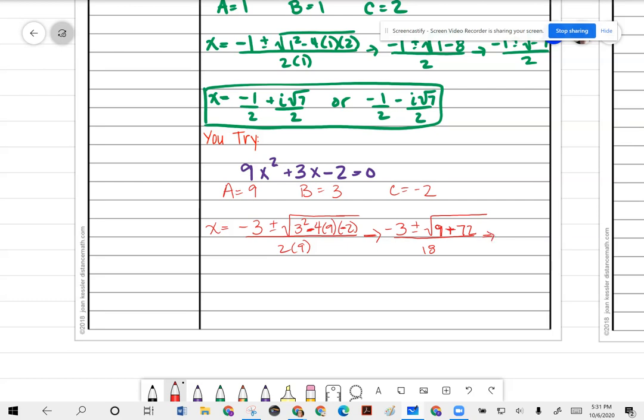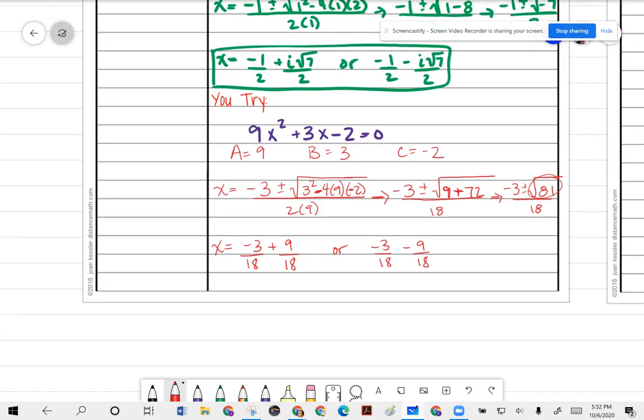So let's simplify that one more time. We've got negative 3 plus or minus the square root of 72, and 9 is 81. Yay, I like perfect squares. So we end up getting, in this particular case, x is equal to negative 3 over 18 plus 9 over 18. I got 9 because the square root of 81 is 9. Or negative 3 over 18 minus 9 over 18.